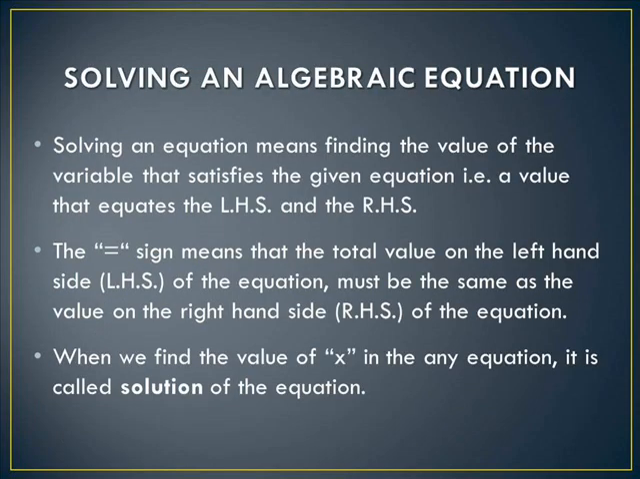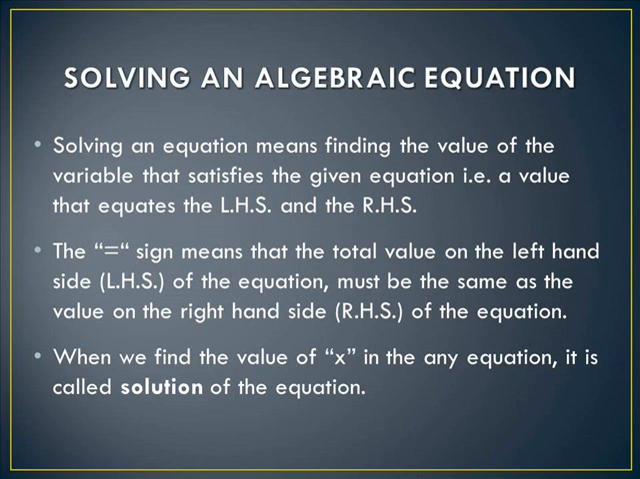Now that we have learned about algebraic equations, let's solve them. Well, solving an equation means finding the value of the variable that satisfies the given equation. That is the value that equates the left hand side and the right hand side of the equation. The equal sign in an equation means that the total value on the left hand side of the equation must be the same as the value on the right hand side of the equation.